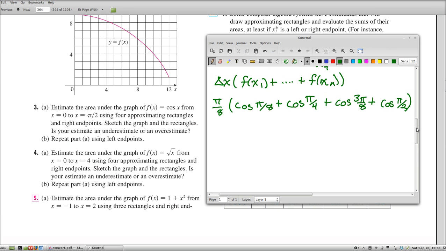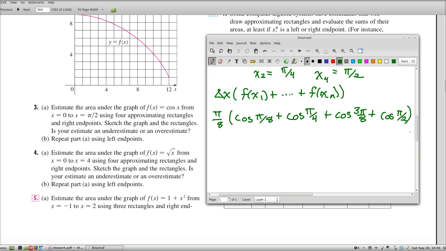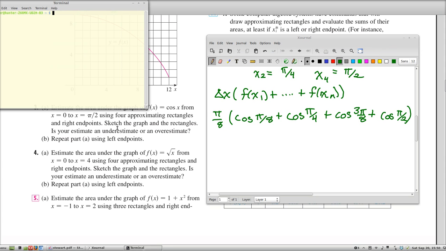And I'm not really sure what cosine of pi over 8 is. I guess you could use a half angle formula or something, but let's just use a calculator. Feeling a little bit lazy. So let me open up this calculator called Speed Crunch.